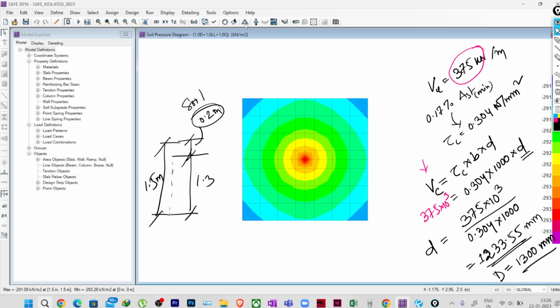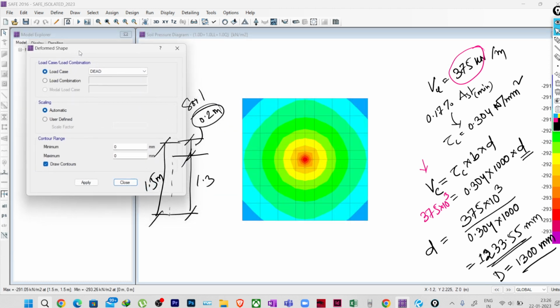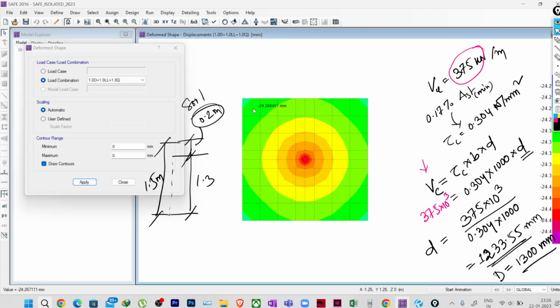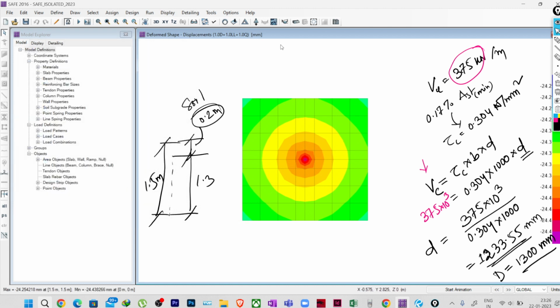Now if you see the deformed shape, I'll go to the same load combination and click on apply. You can see the maximum deformation that we are getting, that means the displacement or settlement we are getting, it is minus 24.25. So it is also less than your allowable limit of 25 mm for isolated footings, right? So now we'll jump into the design part.